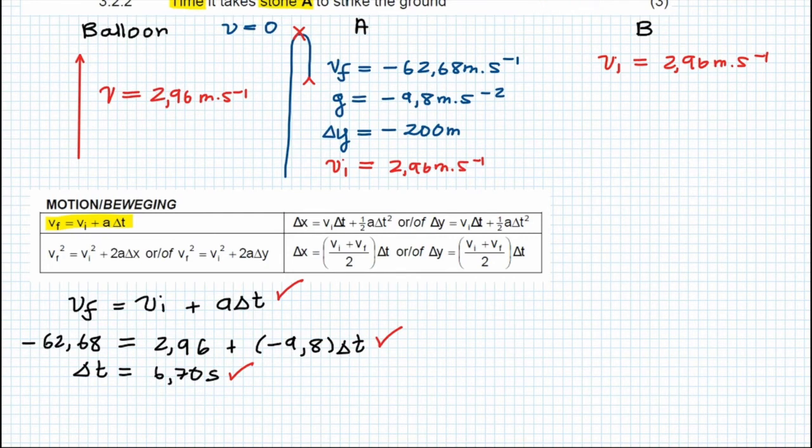When it gets to the ground, we know its final velocity. So what we're going to do is calculate the time it takes for the stone to travel to its maximum height. And then when we are done with that, we can calculate the time it takes for the stone to travel down towards the ground from its maximum height. So this is a 2-step calculation.